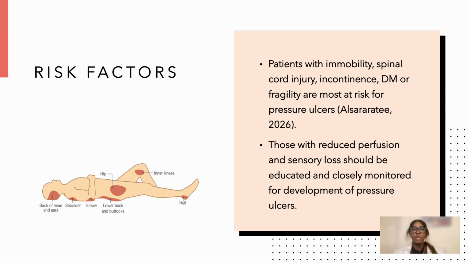So on this slide, I listed some risk factors. We typically see pressure ulcers in our immobile patients, in our patients who might have suffered from a spinal cord injury, our incontinence patients, and our diabetic patients, and especially in our geriatric and fragile patients. We can attribute this to reduced perfusion and sensory loss, so it is important to educate these patients and closely monitor them for any early signs of pressure injuries. Over to the left, I have some common sites where pressure injuries occur.